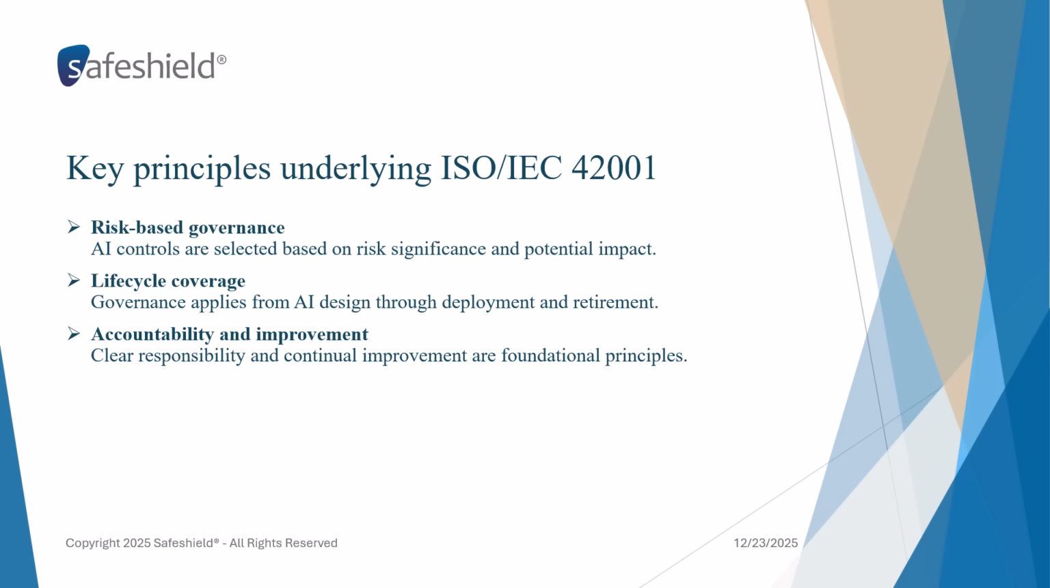Transparency and accountability are also central to the standard. Organizations are required to define roles, responsibilities, and decision-making authorities related to AI systems. Documentation and traceability are emphasized to support internal oversight and external audits. The standard also promotes continual improvement, requiring organizations to learn from incidents, monitoring results, and audit findings. Together, these principles establish ISO 42001 as a practical management system that supports trustworthy AI while enabling assurance, certification, and regulatory alignment.